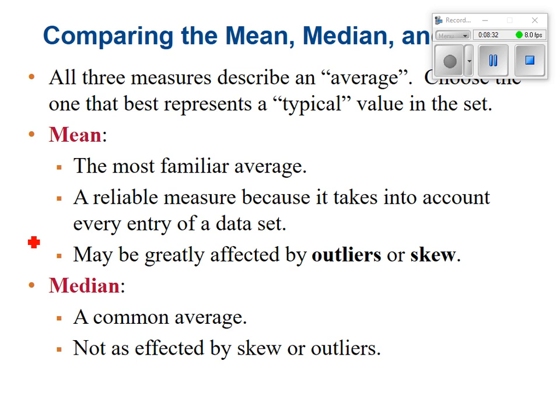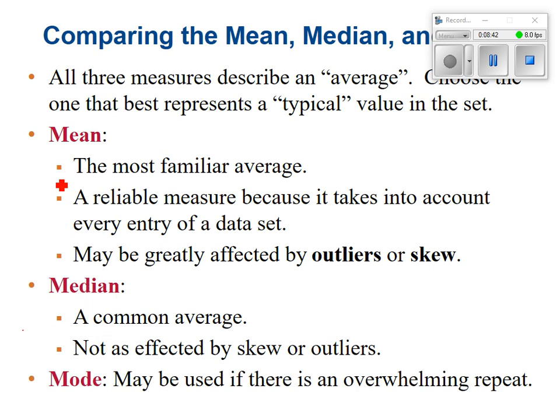Median, not affected by outliers, but it's only the number that happens to fall in the middle. Might not be the best thing to represent the data, but it could be. And the mode, the one that occurs the most, might be the best thing to represent data, might not be. It just depends on what all is going on.